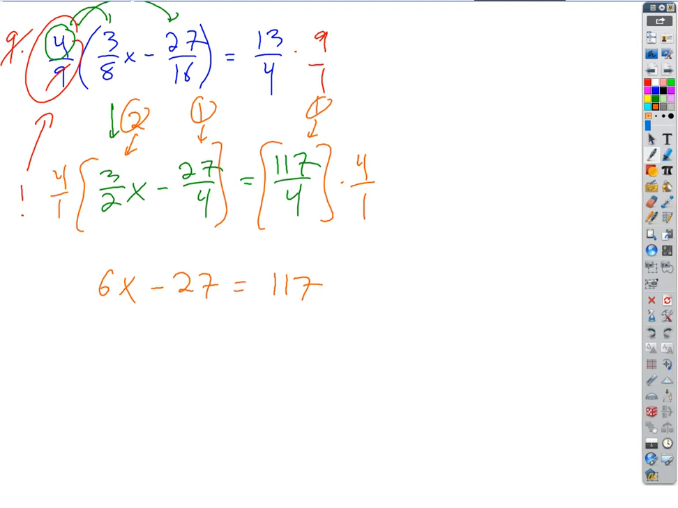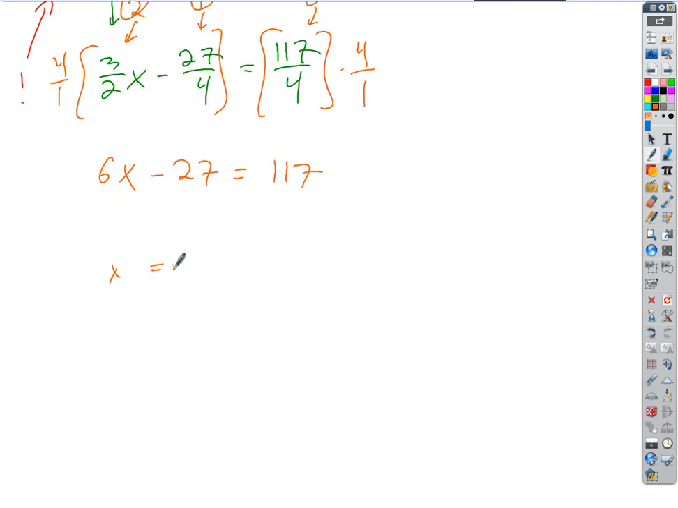So let's try to do this. Let's wrap those up into one answer then. So what am I going to get? I'm going to get 117 plus 27, which is 144 over 6, and that goes in. Yeah, 24.